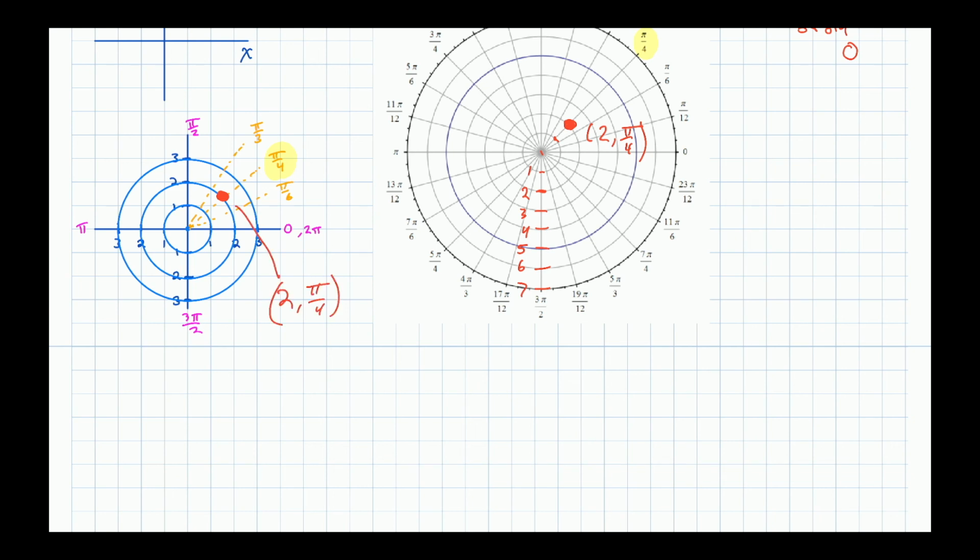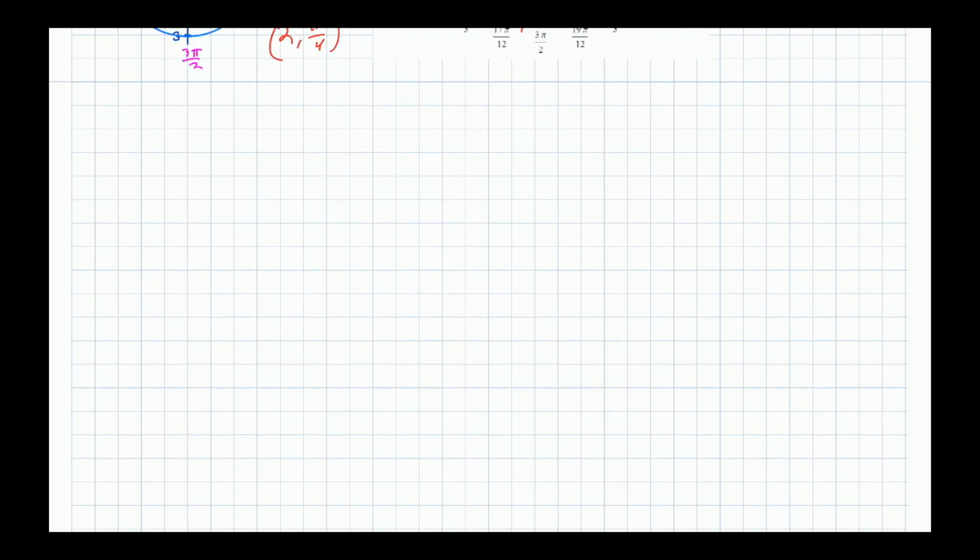Does that make sense? So you've got an angle, theta, and you've got a distance from the origin. And that's how you plot points. So let's do another one. Yeah, so here's something. Well, no, we'll do these in order. Sorry about that. So let's do another example. Plot the following.